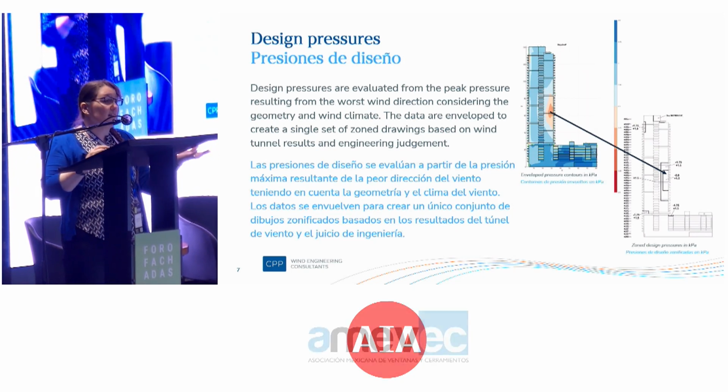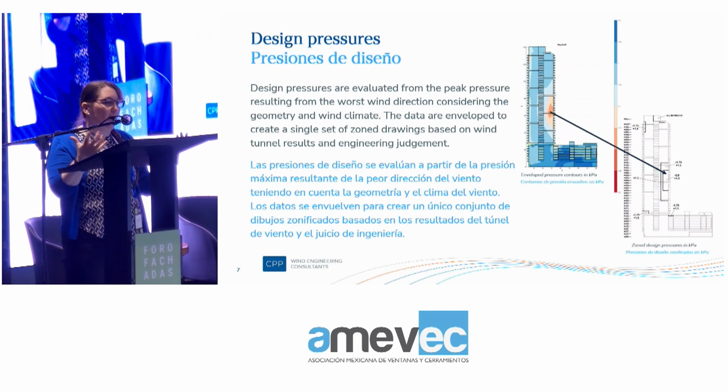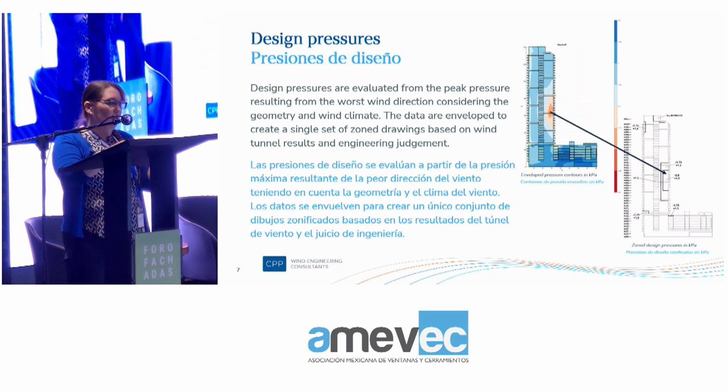So you can see in this situation, there's a red hotspot, and that translates to a higher pressure. But because we have the spatial variation, we can tighten it down so the high loads aren't going to punitively affect the whole building.